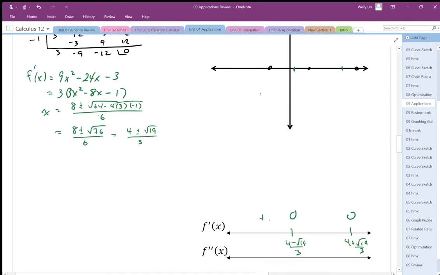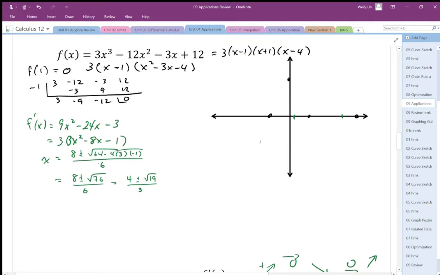Testing my slopes, I know it's going to go up, down, up through there, like that. I'm going to have my max somewhere around here, my min somewhere around here. With these awkward values, I'm not going to really expect you to find the y-coordinates, so I'm just going to draw them in like that.